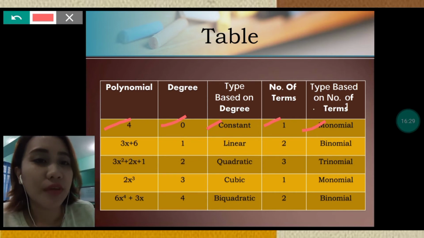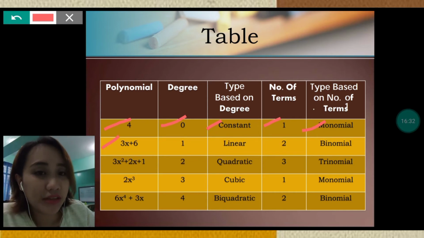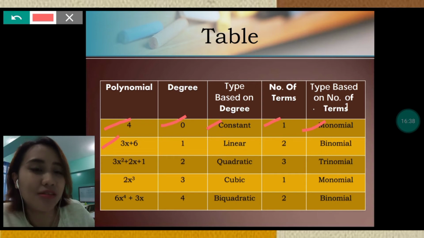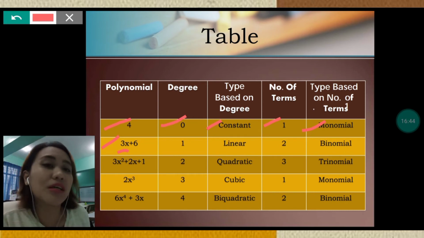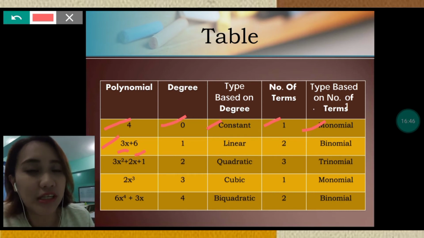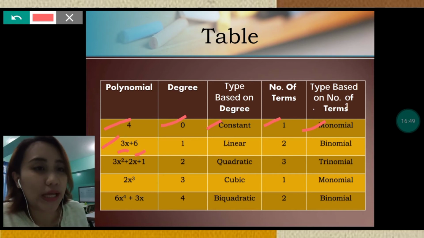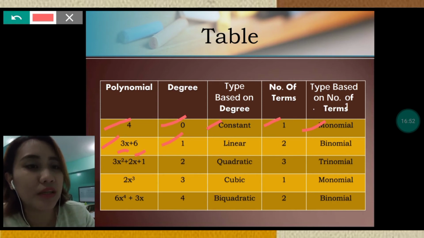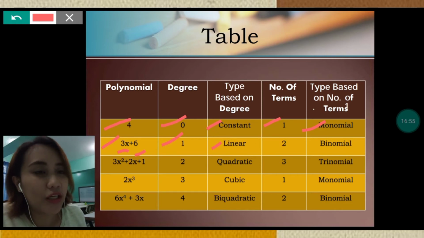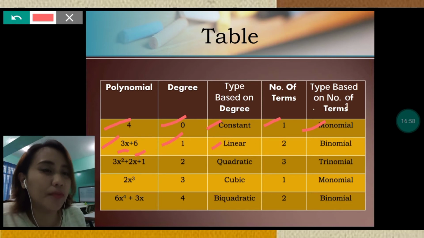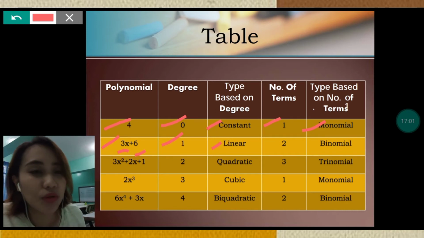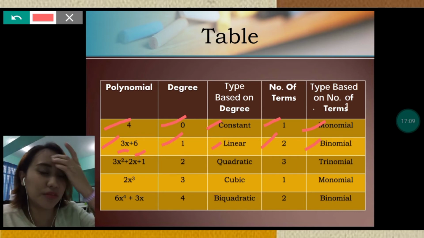Second example, 3x plus 6, the degree is 1. Why 1? Because the exponent of x here is 1, and that's the highest degree since for 6 the degree is 0. So type based on degree, that's linear. We call it linear polynomial if the highest degree is 1. Number of terms, there are 2, that's 3x and 6. So in terms of the number of terms, that is a binomial because there are 2 terms.